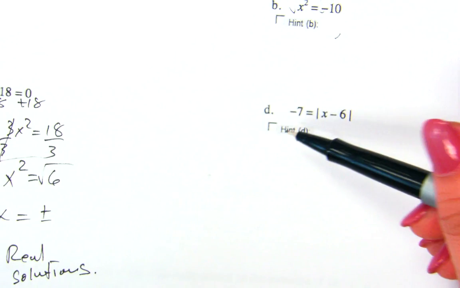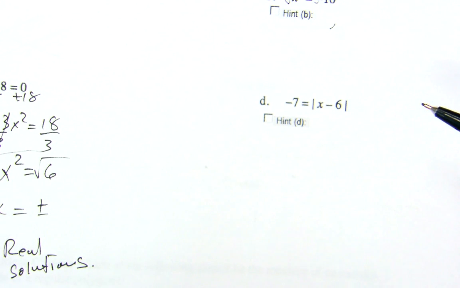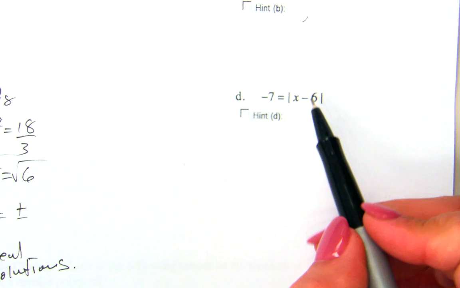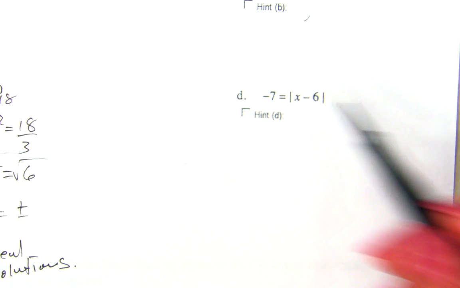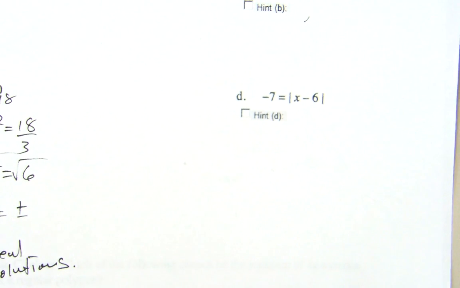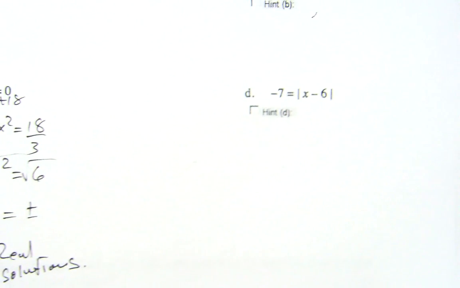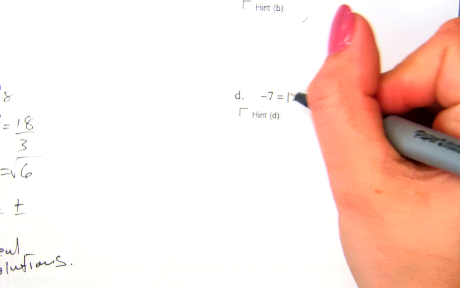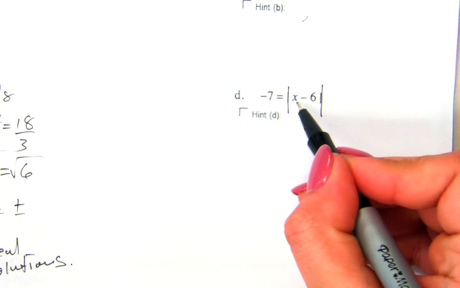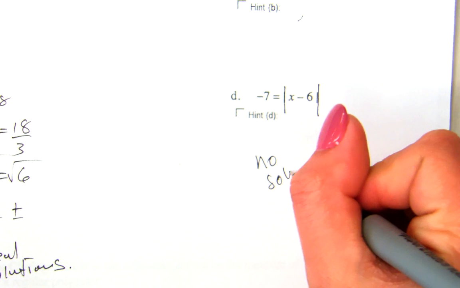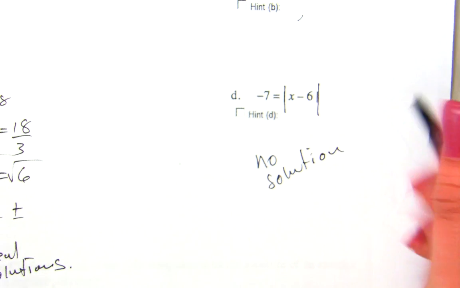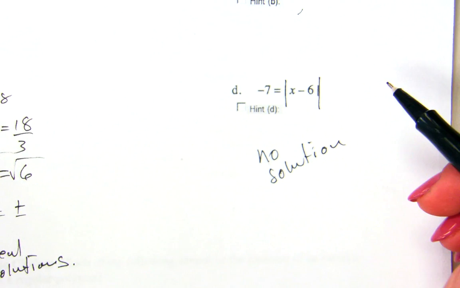And then D is never going to happen, pretty much. You have x, some number minus 6. When you take the absolute value of that, you're going to get a negative 7. Okay, well, that's just never going to happen. The absolute value of anything that you ever put in here is never going to come out to a negative number. So no solution is your final answer because it just will not exist.